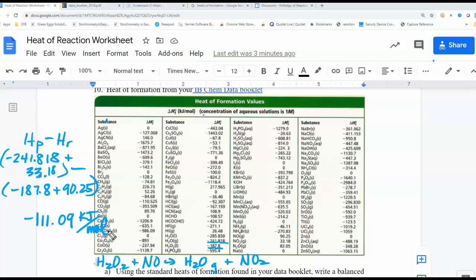Okay, so there is our first example there, and we did have to go find our information on a separate table because the data booklet in this case did not provide us the information we needed.